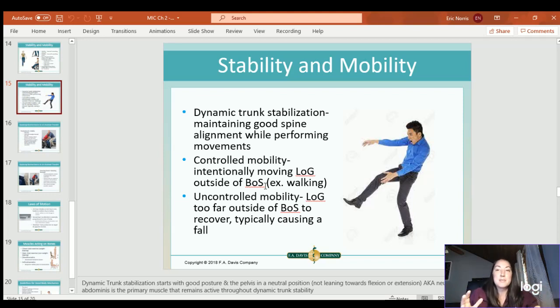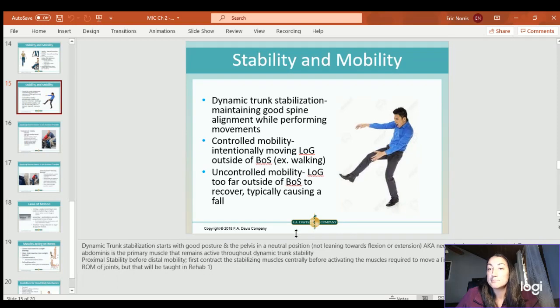You're too far out of the base of support and you can no longer control that movement. You lose balance. That would be your uncontrolled mobility.